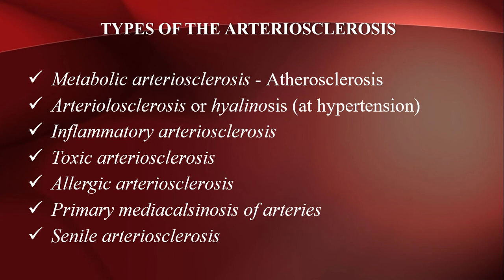There are the following types of arteriosclerosis. The term sclerosis you remember from pathological anatomy: the formation of rough abnormal connective tissue. First, metabolic arteriosclerosis or atherosclerosis, arteriolosclerosis or hyalinosis in hypertension, inflammatory arteriosclerosis, toxic arteriosclerosis, allergic arteriosclerosis, primary mediocalcinosis of arteries, and senile arteriosclerosis. The term arteriosclerosis describes the development of sclerotic tissue in the wall of the arteries.